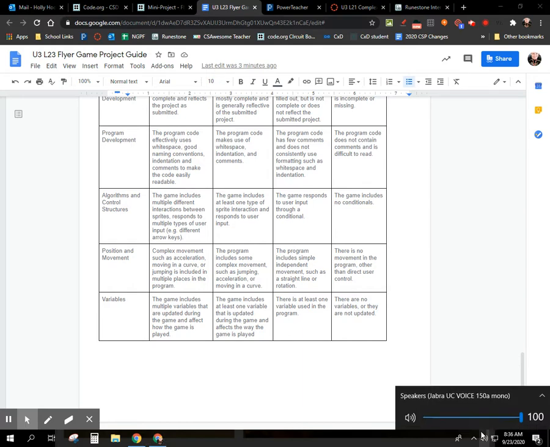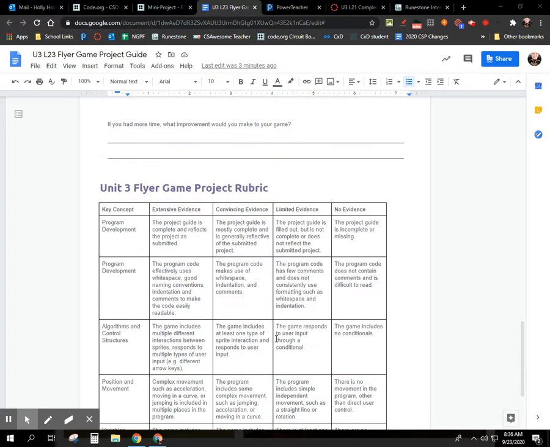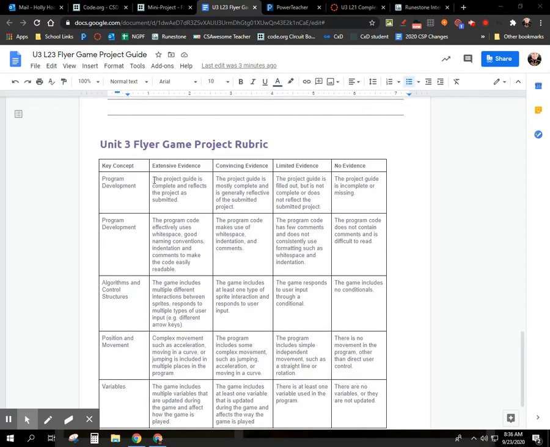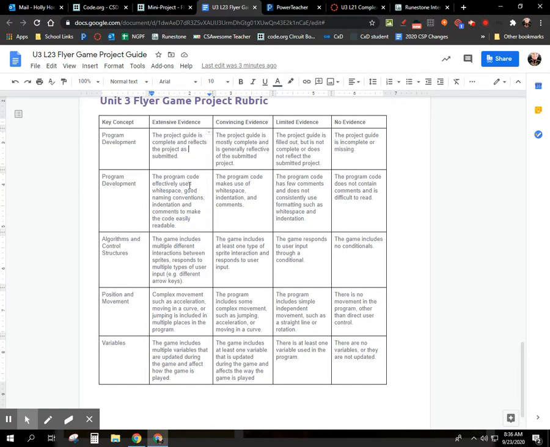So when we're down here looking at the rubric, I'm going to be grading you on that the project guide is turned in and completed. That again, you are effectively using white space, good naming conventions, indentations, and comments. So I need to see comments in your development of this.